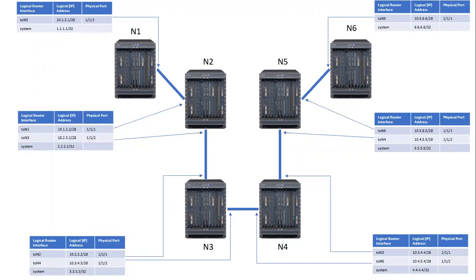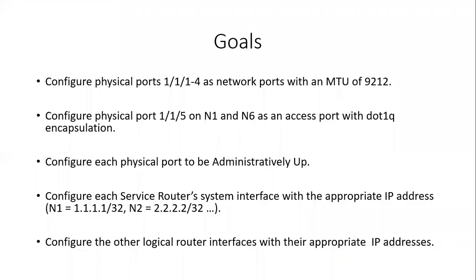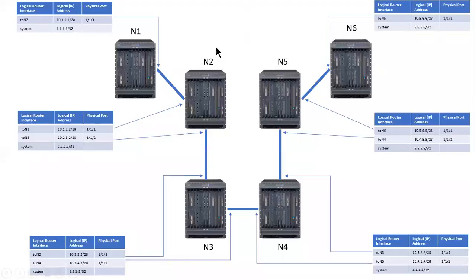So we're going to configure all of the network ports on N2 with the MTU of 9212, as stated in our goals. And of course, since N2, N3, N4, and N5 are going to be our P routers, getting into MPLS a little bit, they aren't going to have any customer-facing ports on them. We're not going to have any SAPs built within our core. All of the customer-aware information is going to remain at our provider edge, which in our topology is going to be N1 and N6.